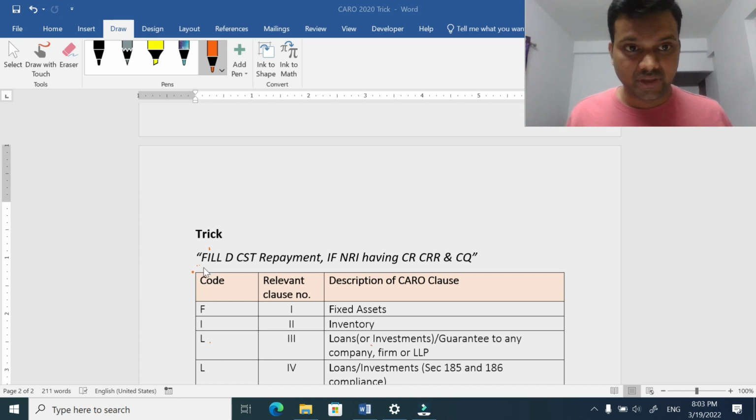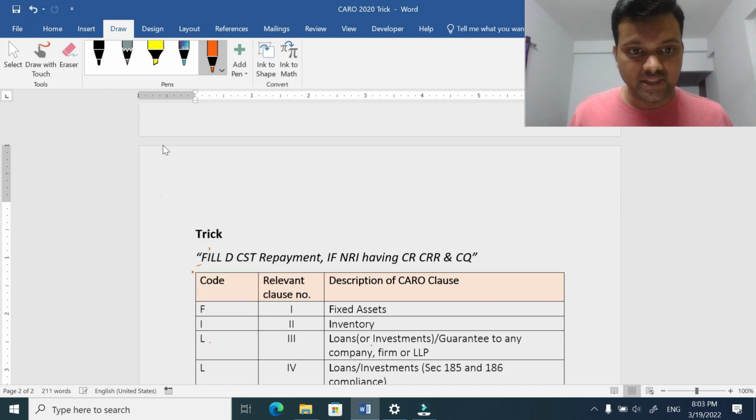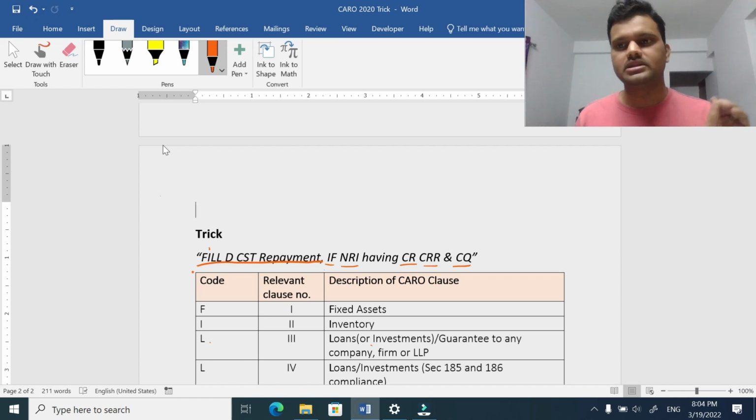Here, if you see: Fill the CST repayment. When do we need to fill the CST repayment? If NRI having credit CRR and CQ. This is the statement. If you remember this statement, that means you remember all the 21 clauses. With this simple statement, let us read it again.